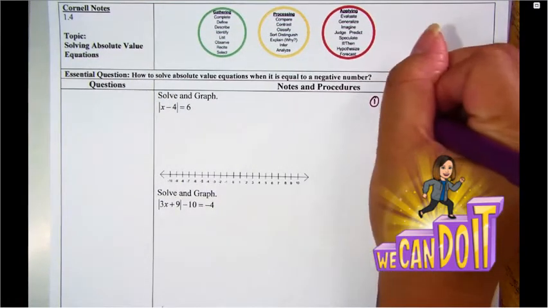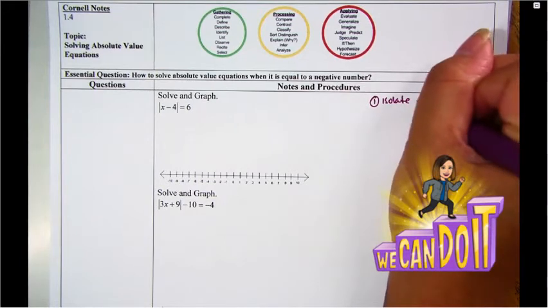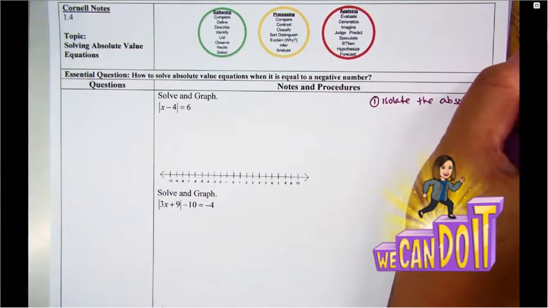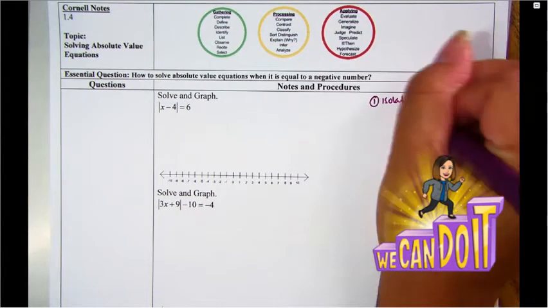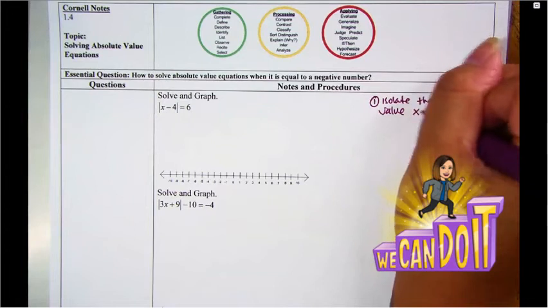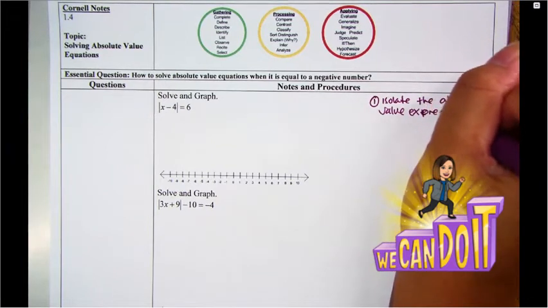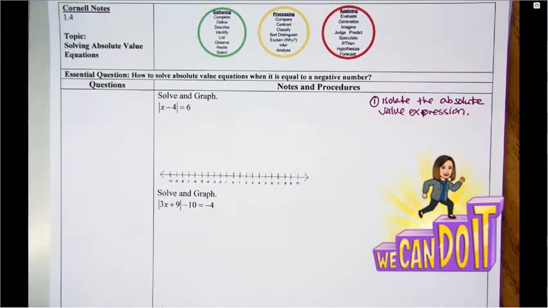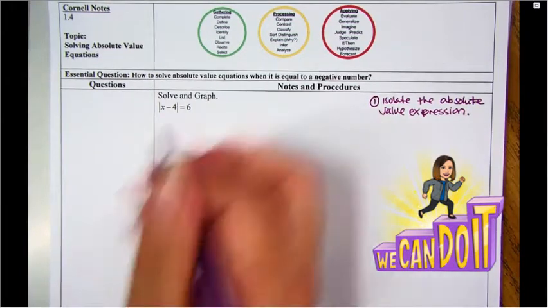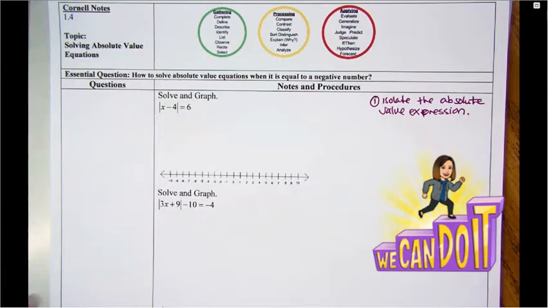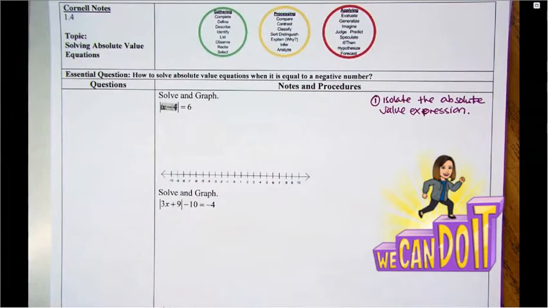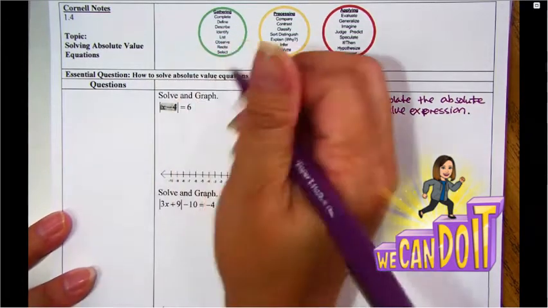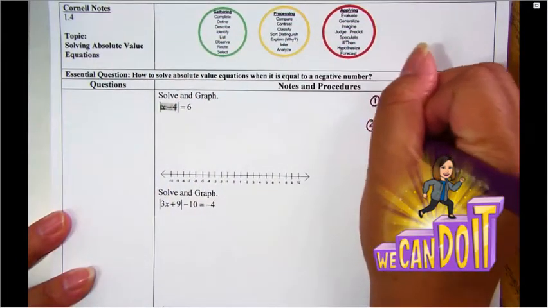So the first step is to isolate the absolute value expression. Okay, so that's our first step. So we're going to go ahead and do that here. So looking at my absolute value expression, check it out. That's already isolated, right? There's nothing being added to that expression or being multiplied to that expression. So we are good. So now I have to set up my two cases.